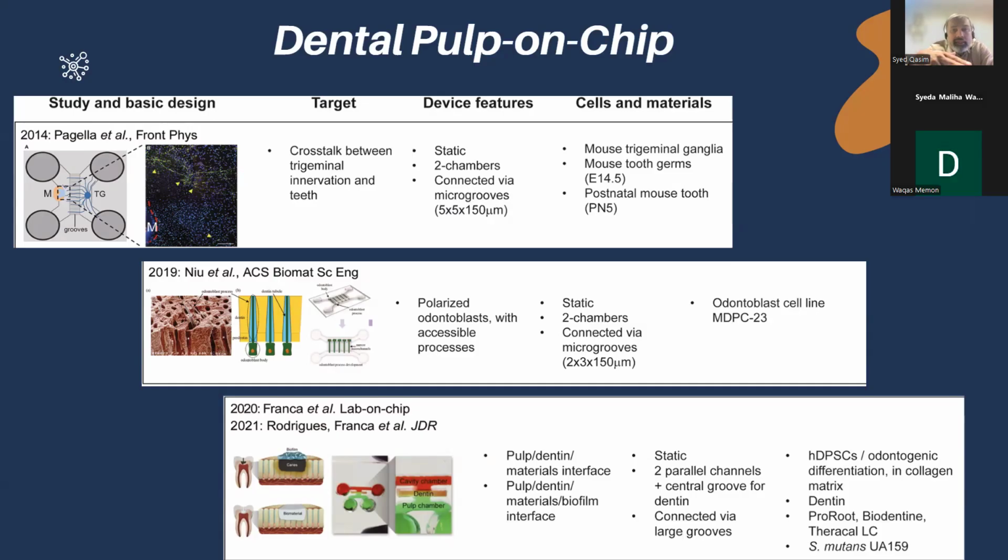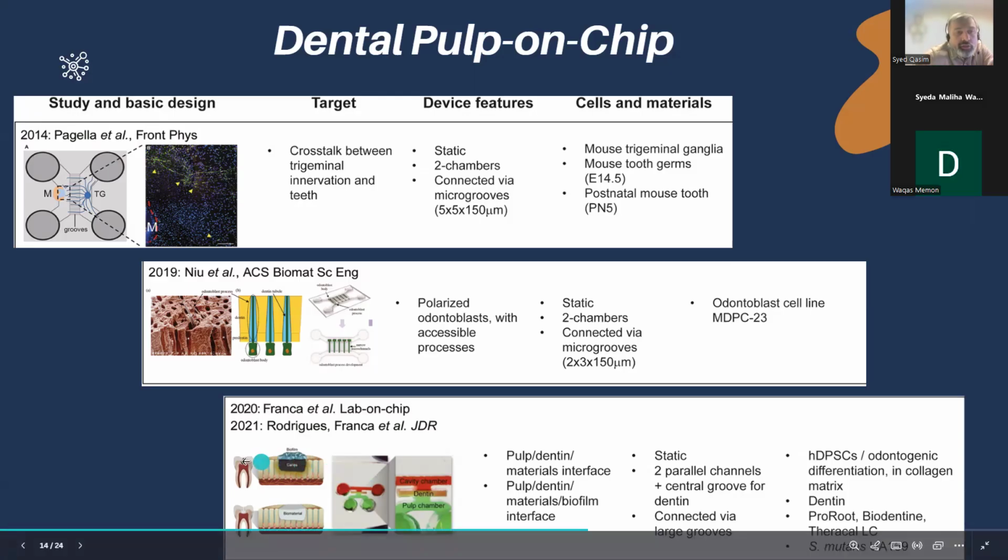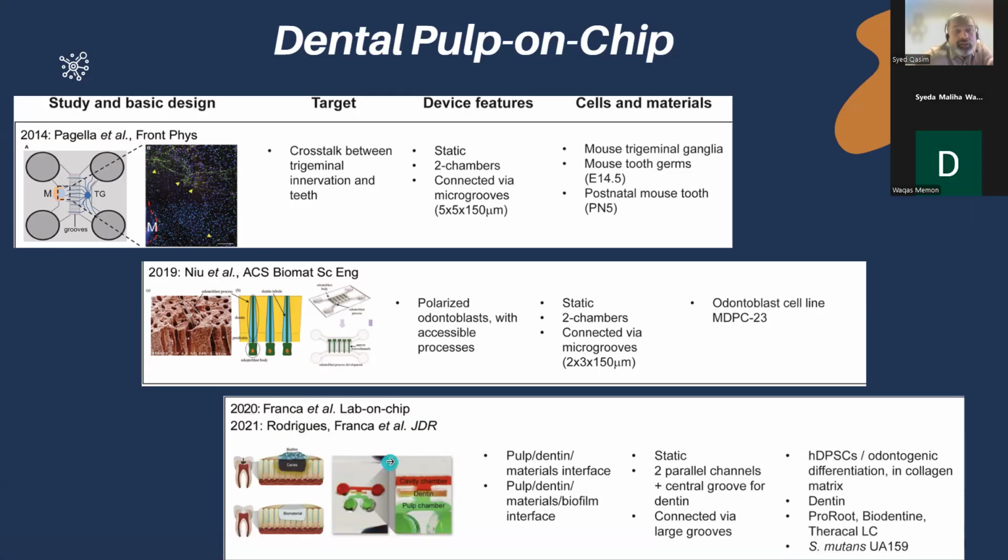The second study, in 2019, New et al., was in ACS Biomaterials Science and Engineering. This is actually more relevant. And the last one, from 2021, is very recent: Franca et al., in Journal of Dental Research. Franca et al. in 2020 also published a paper on lab on a chip.